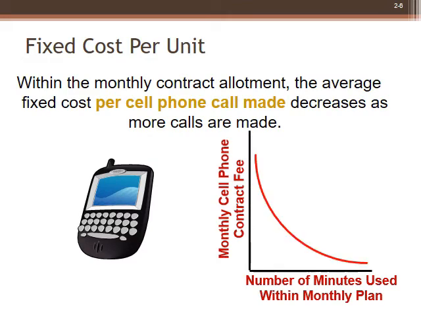Okay, now the behavior of fixed cost per unit. Within the monthly contract allotments, the average cost per cell phone call decreases as more calls are being made. So in simple words, the cost per unit decreases sharply with the increase in quantity.